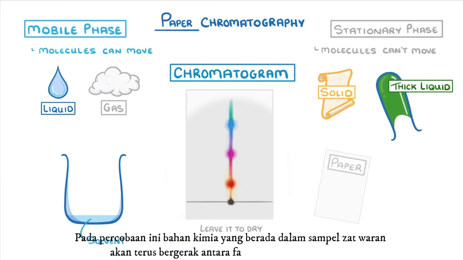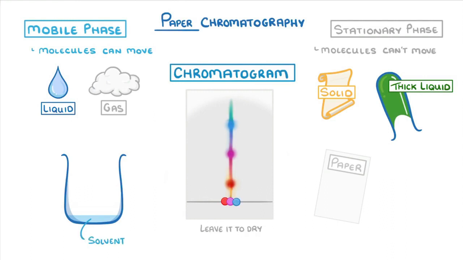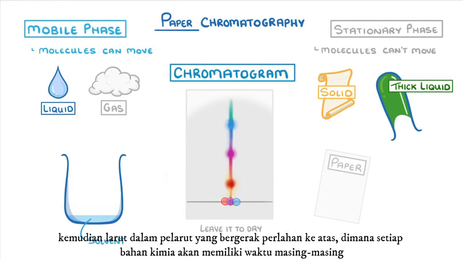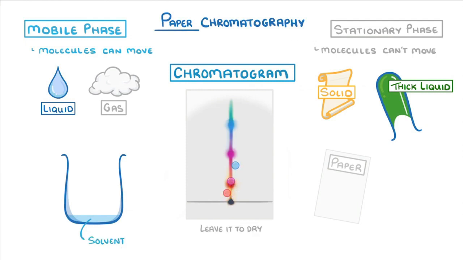During the chromatography experiment, the different chemicals in our sample of ink will constantly change between the mobile and stationary phases, dissolving in the solvent, moving a little bit, and then binding to the paper, over and over again. And so overall, how much time they spend in each of these two phases is going to determine how fast they move up the paper.